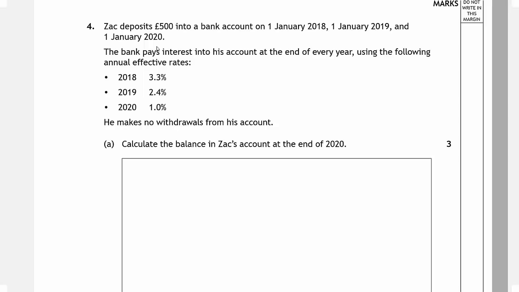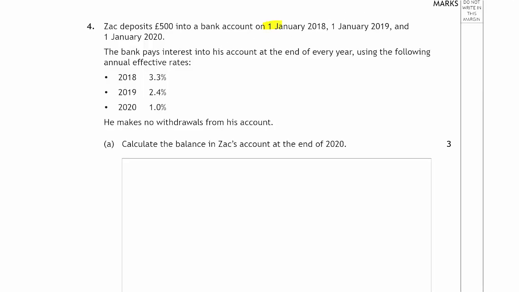And this is question 4. Okay, so what we've got is Zach deposits £500 into a bank account on the 1st of January 2018, and then another lot the year after, then another lot the year after that. Each year, separate interest rate, and it's annual. Okay, so you don't need to worry about getting fractions of years or anything. He doesn't make any withdrawals from the account. And how much is it worth at the end of 2023?